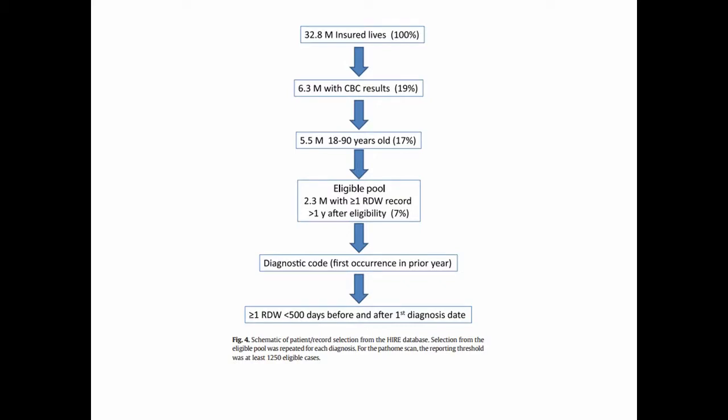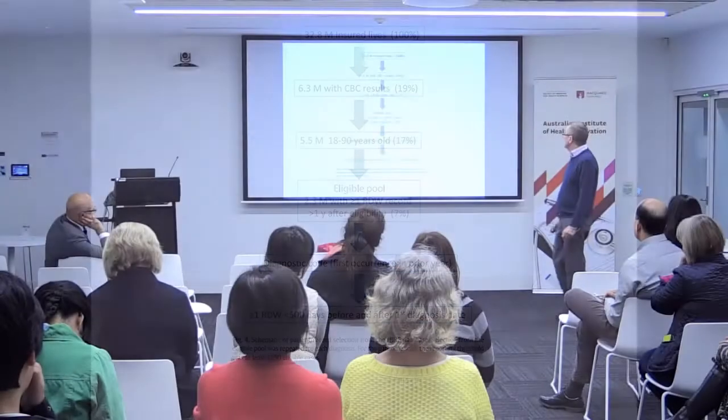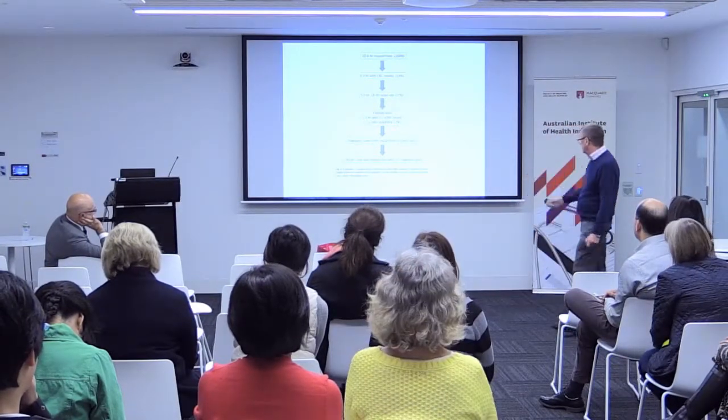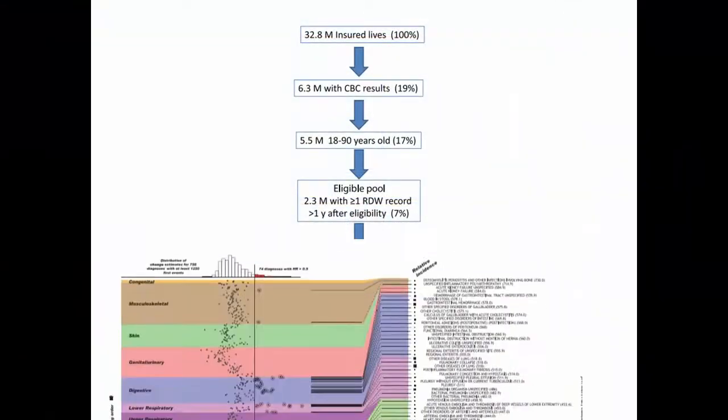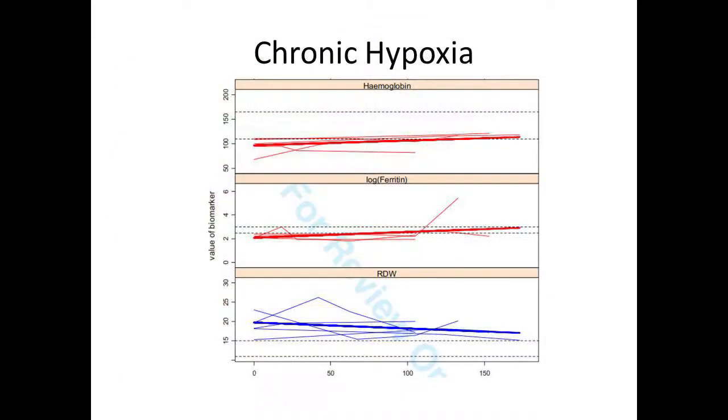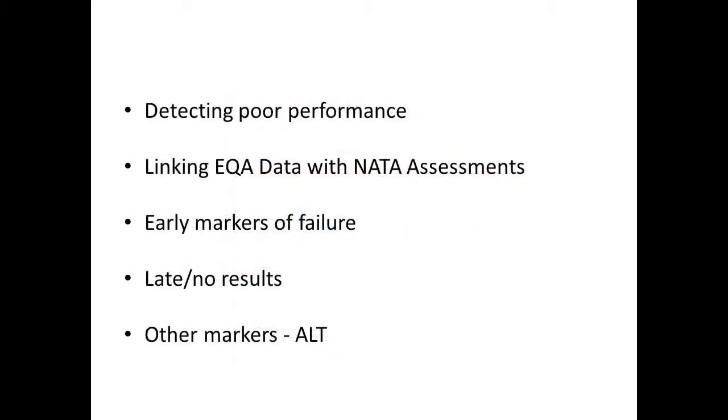In fact, this is the sort of database that they used: 32 million, and it got down to 2.3 million with one RDW result, and they stayed there for a period of time. That's the sort of database tree that they used. So what that did, when we looked at our data again, is actually explain why we had the funny RDWs that we had. And the last thing I'll say is detecting poor performance.